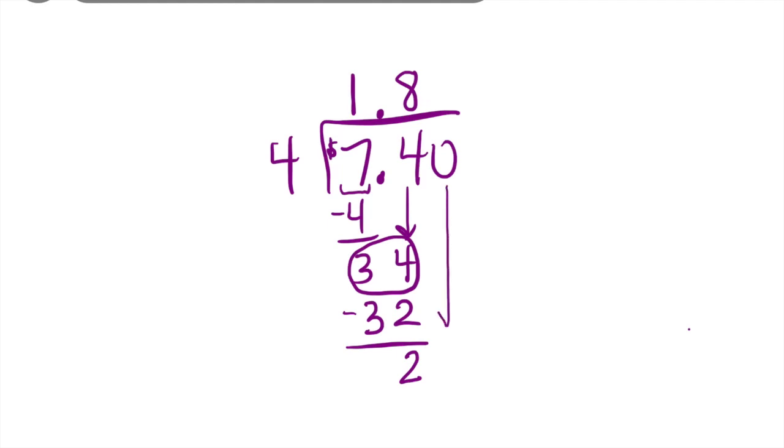So those 2 tenths get regrouped with our hundredths, and the 2 tenths become 20 hundredths, and we have 0 hundredths to add to it. So we just have the 20 hundredths now to divide into 4 equal groups. And that would be 5 in each group with nothing left over. So when we divide $7.40 into 4 equal groups, we get $1.85.